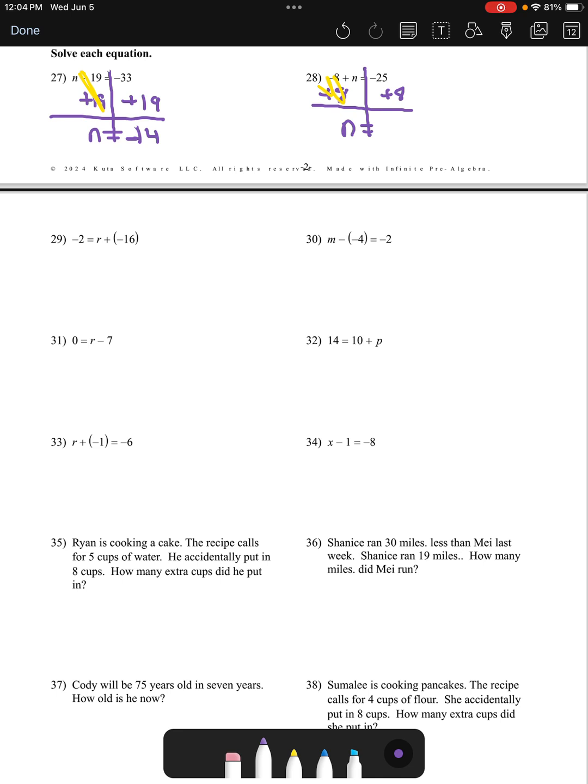What's on the right-hand side? Well, using our rules, negative 25 plus 8. Okay, different signs. 25 minus 8 is 17. Keep the sign from the bigger number. 25 is bigger, 25 is negative.